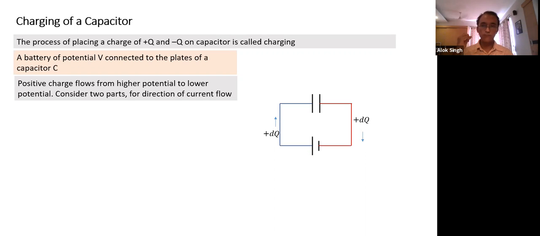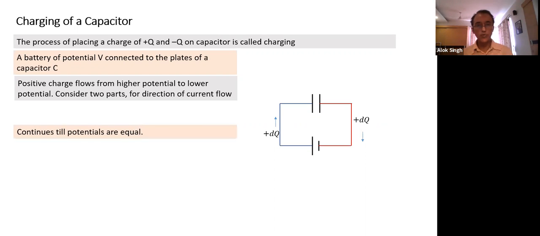It transfers charge from one plate to the other against the gravitational force. Here it transfers against the electrostatic force. It increases the potential. It supplies the energy. It continues till the potentials become equal and the charge becomes plus q, minus q, such that we know one formula we will use very often. The formula is C is equal to q by V.